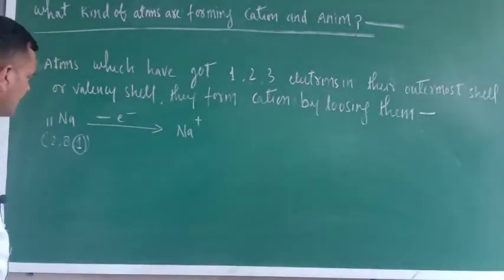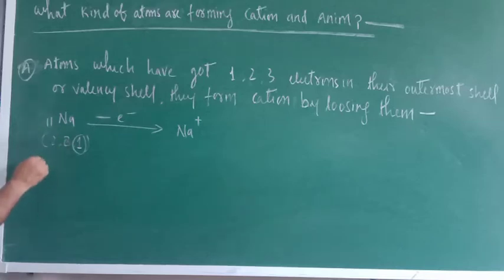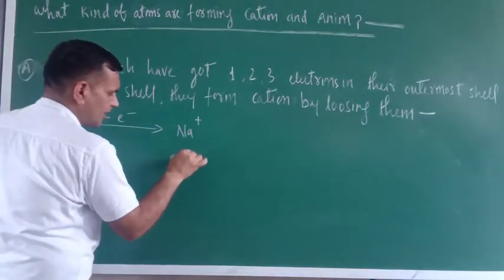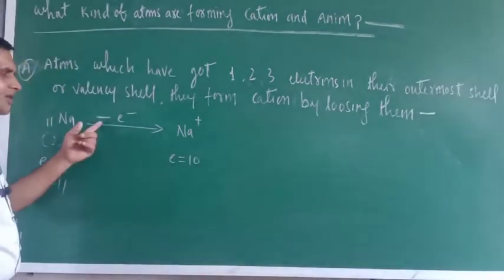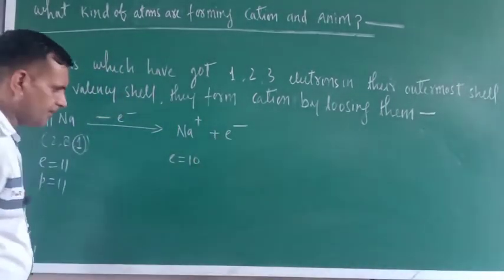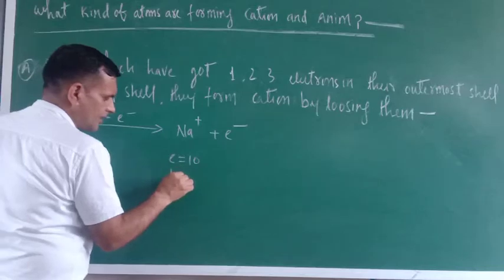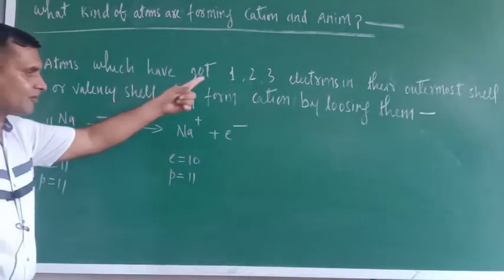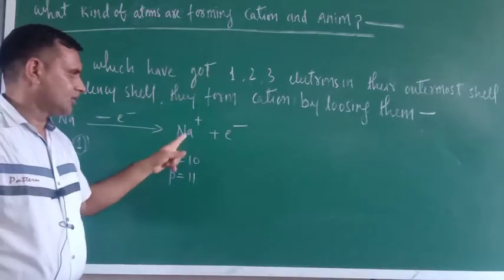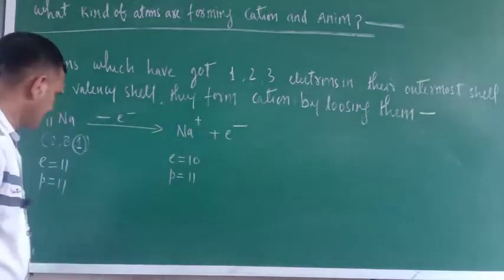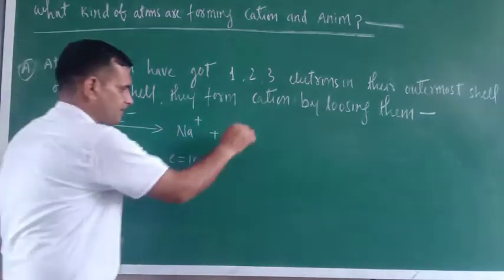Now just see here, 11 means electron is 11 and proton is also 11, but here now electron is 10 only because it has lost 1 electron. Here also you can write 1 electron on the product side. And what is the proton here? Proton is still 11 only. So if it has 1 electron in its outermost cell, by losing that electron it will acquire 1 positive charge.